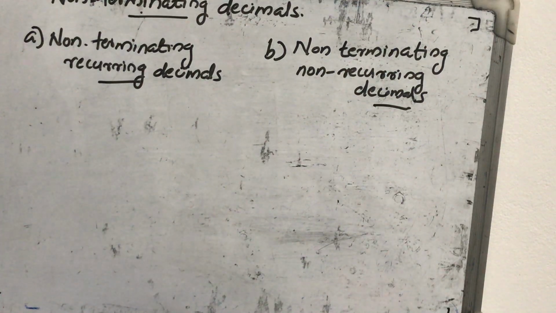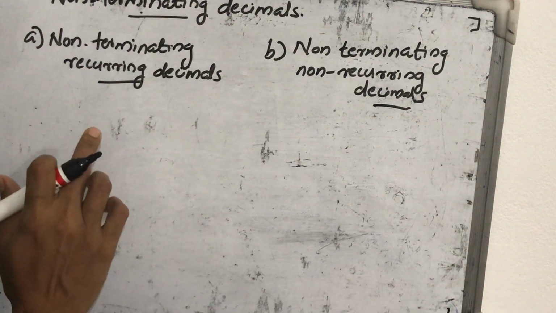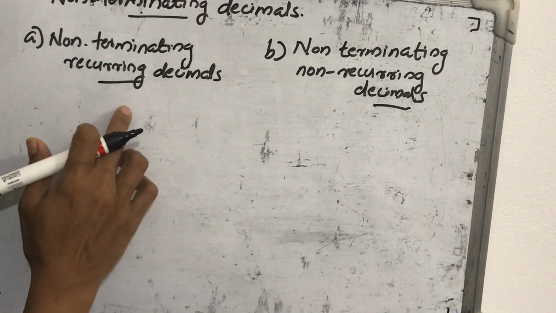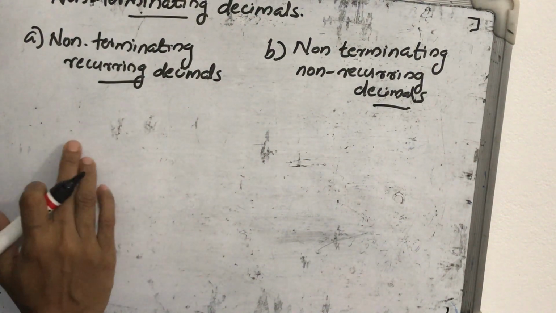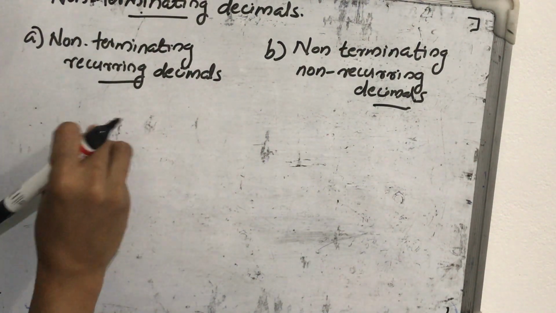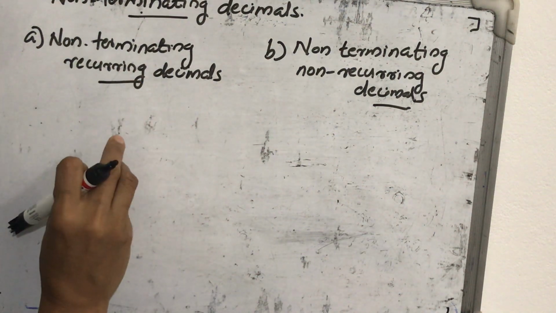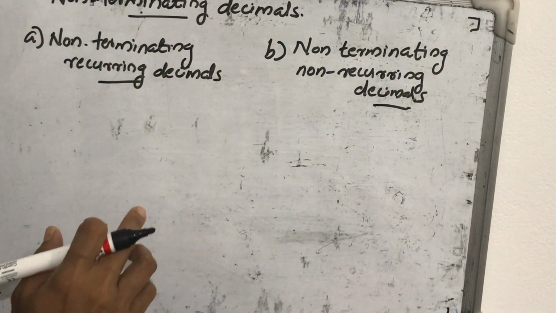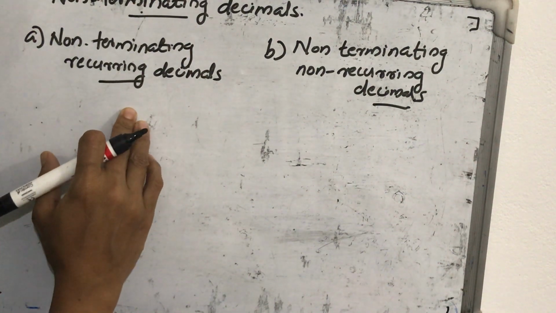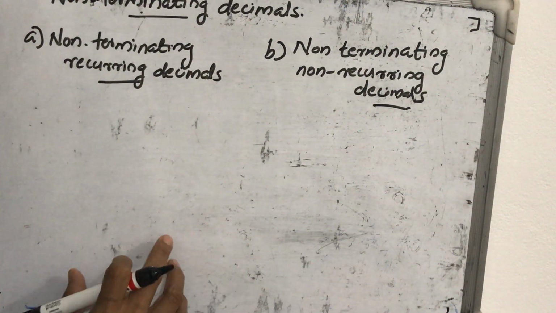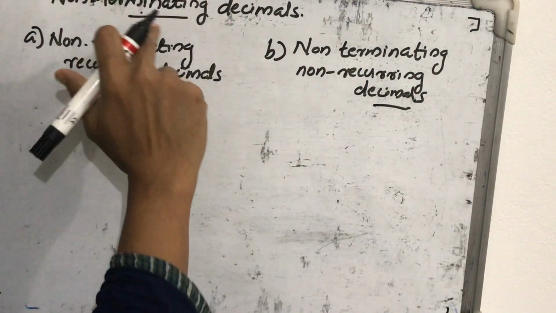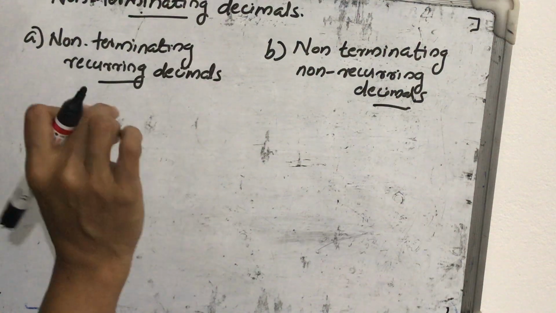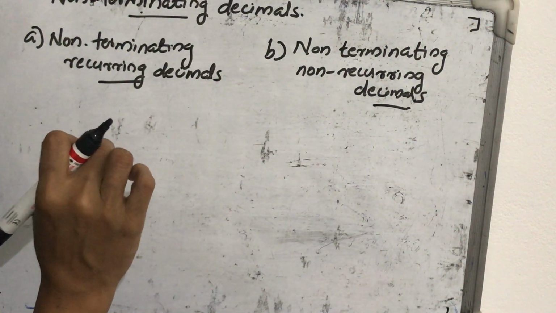Okay, non-terminating recurring decimals: when we divide a number by another, if the decimals continue and do not come to an end, such decimals are called non-terminating recurring decimals. In that case, we will never get the remainder as 0. But in the case of terminating decimals, which we discussed yesterday, we will always get the remainder 0.